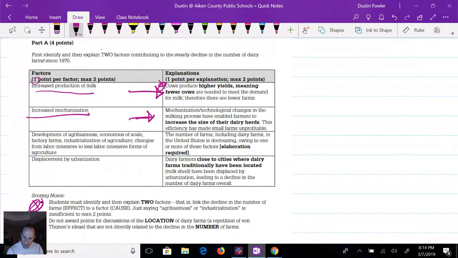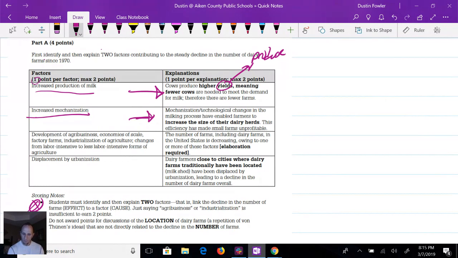So the explanation they're looking for here is cows produce higher yields. Yields is one of those vocab words, right? It means product. My handwriting is terrible, sorry. So yields means how much food it's going to produce. Cows are able to produce more milk in this case, meaning fewer cows are needed to meet the demand for milk. Therefore, there are fewer farms. So you have to make that connection in order to get the explanation points, right?